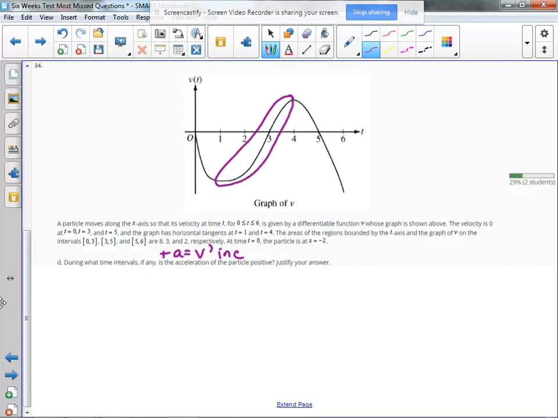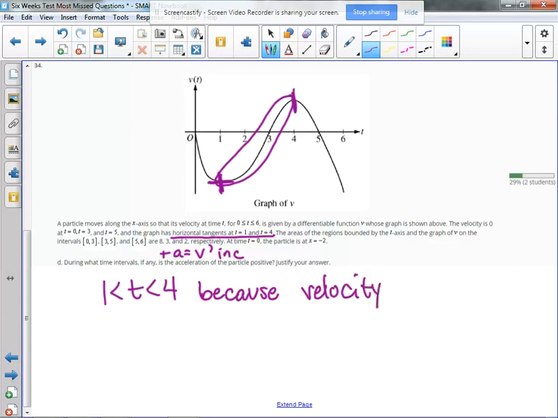Now, a few people said it was between 2 and 4. Be careful. Look at what they tell us. They tell us we have horizontal tangents at 1 and 4. So where we have a horizontal tangent is where we actually have the change. So from 1 to 4, because velocity is increasing on this interval. Okay, so just be careful with that.